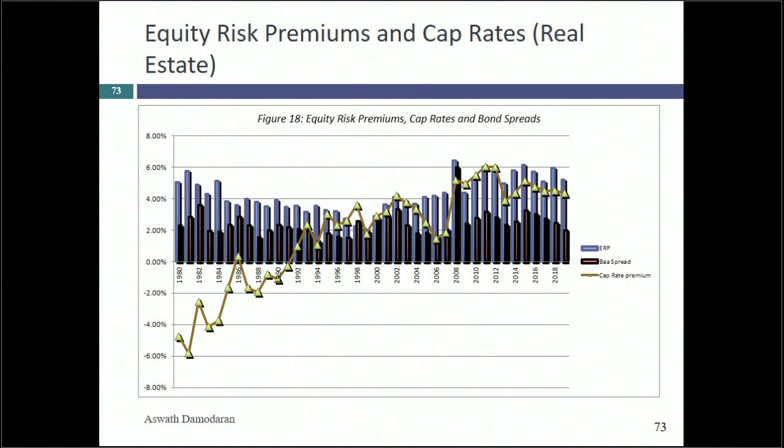And at first sight, it looks very strange, at least in the 1980s. Why does it look strange? It's negative. You're saying, why would I accept less than the risk-free rate for investing in a risky asset?